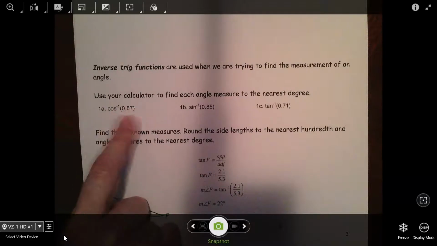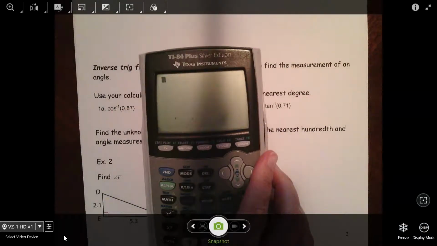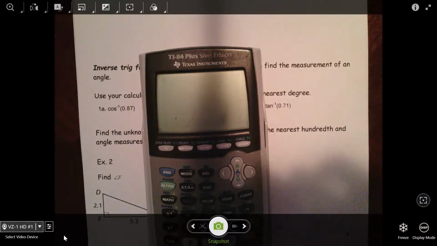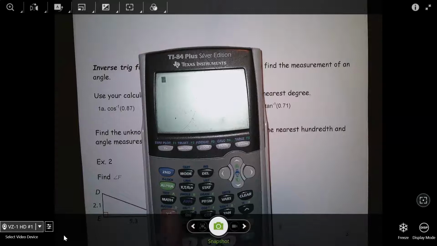If I put this into my calculator right here, that's going to give me the angle. So what angle has that ratio? Again, make sure your calculator is in the right mode. I'm going to go ahead and turn this light on, by the way. Making sure your calculator is in the right mode, you would hit the second cosine and then put that value in.